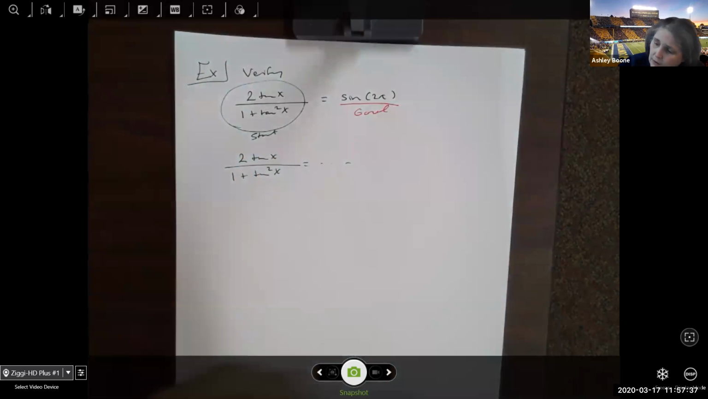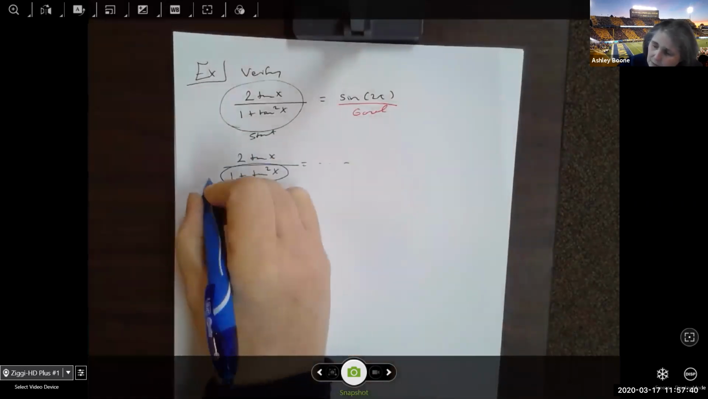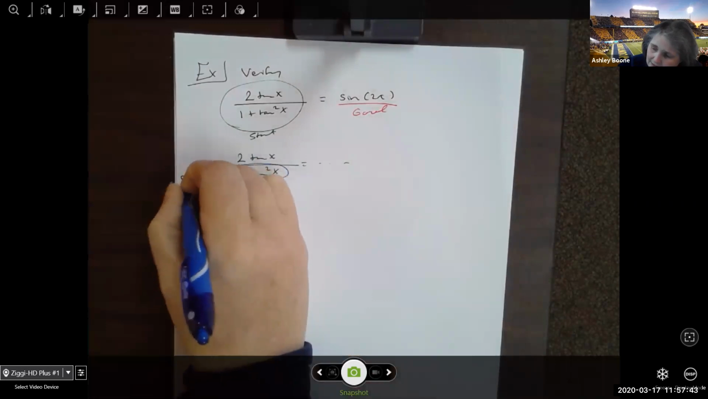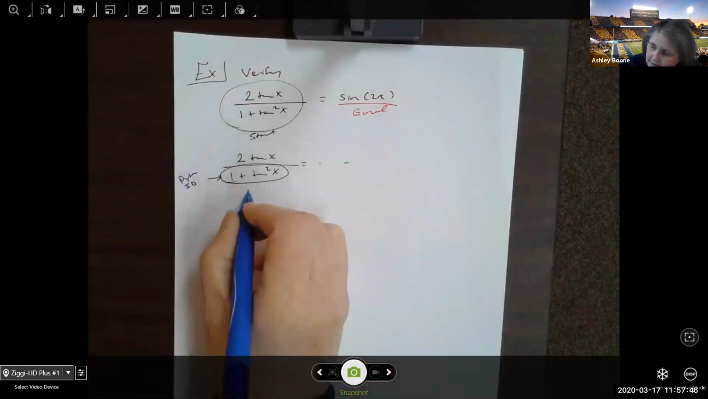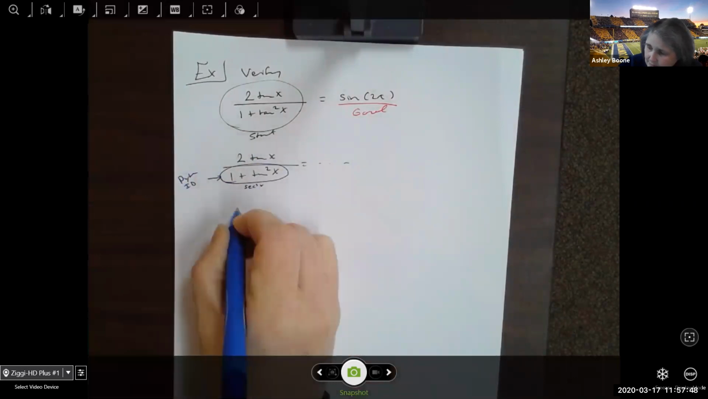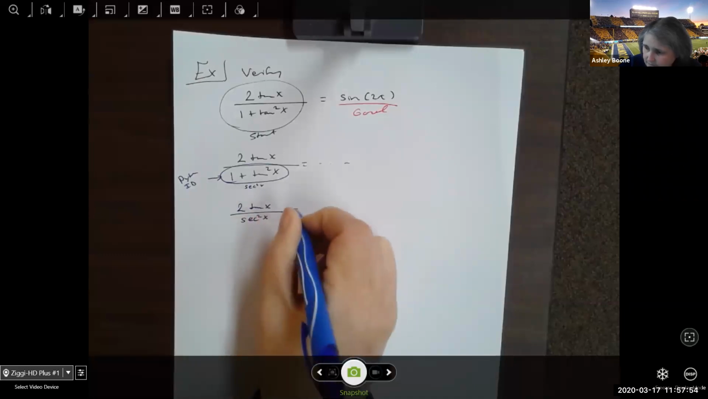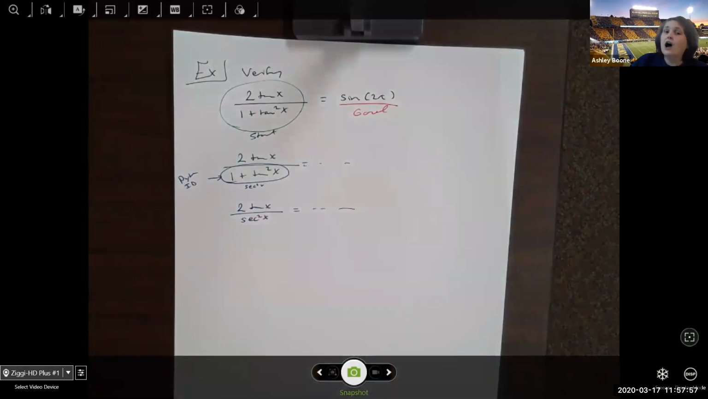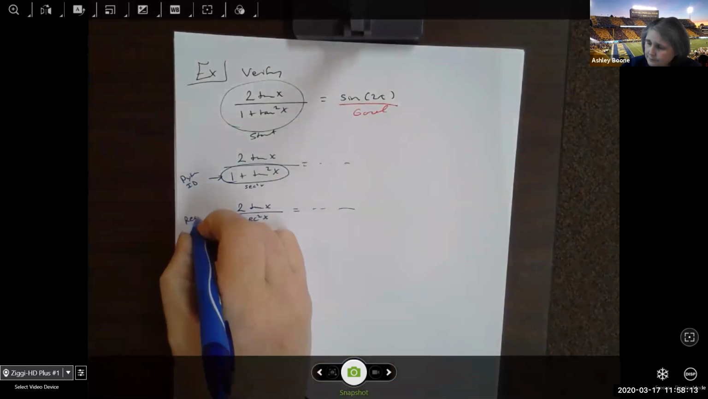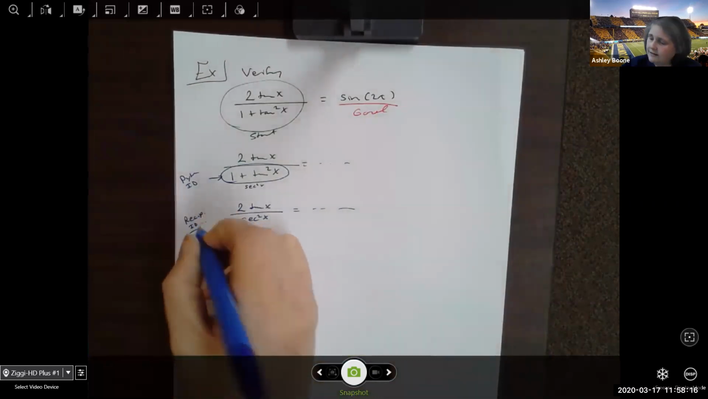First of all, 1 plus tangent squared x, based on one of our Pythagorean identities, is secant squared x. So this is the same as 2 times the tangent of x over the secant squared of x. Remember, all trig functions can always be put in the form of sine and cosine. So if you want to, and we know that we're heading towards sine in the end, go ahead and use your reciprocal identities here, or your quotient identities.